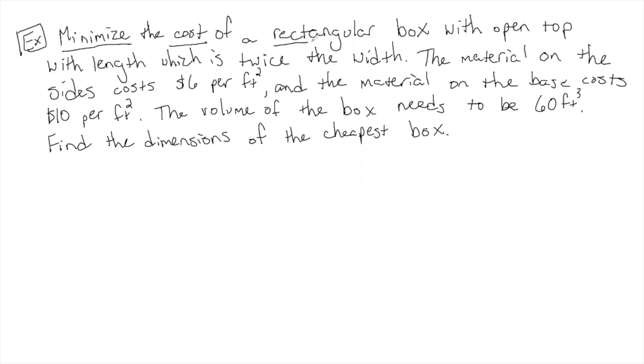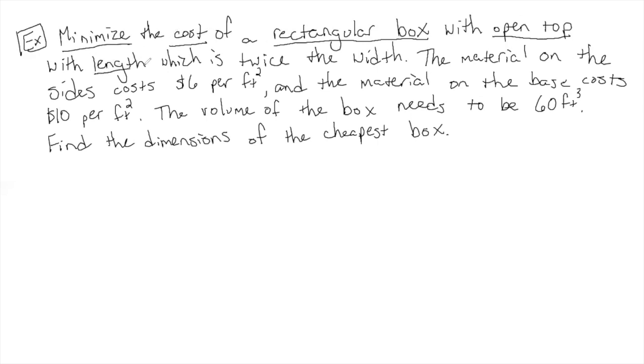All right, rectangular box. That's going to help us figure out what sort of area and volume formulas we need, right? Open top means that, well, there's no top, right? When we're counting up surface area, we don't count the surface area that would be accounted for by the top, right? Just the bottom and the four sides.